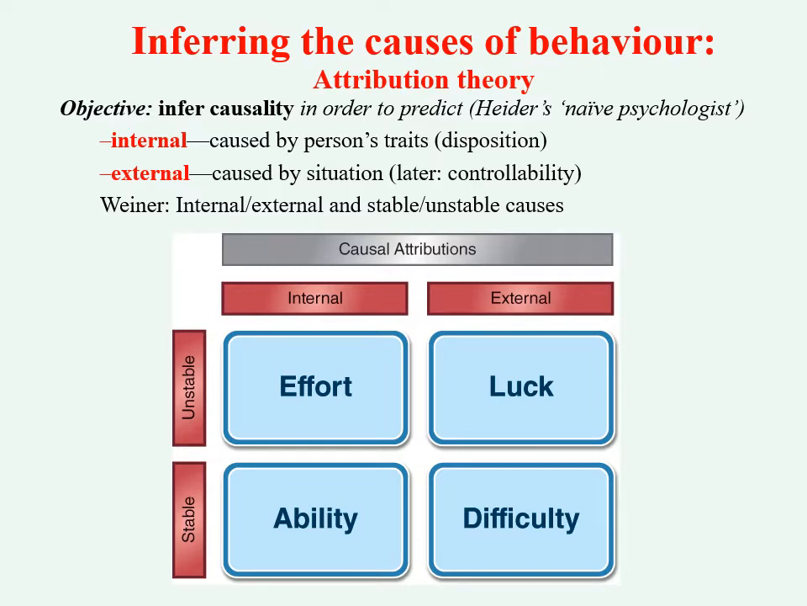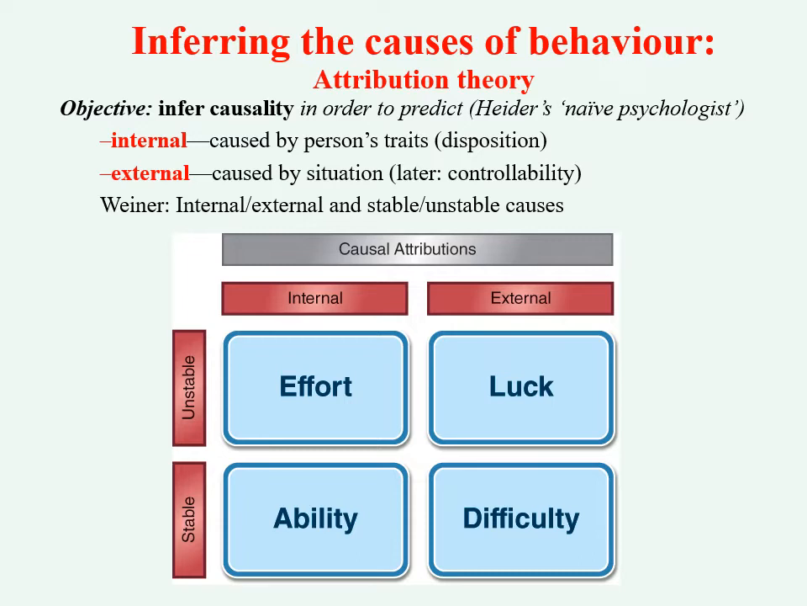When the cause is external and unstable, then we can attribute it to luck. It's not stable, it's changeable, and it's external. When the causation is external and stable, then your behavior can be explained by the ease or difficulty of a particular task. So think about an example. Let's say you're trying to explain your performance in the exam of this course.